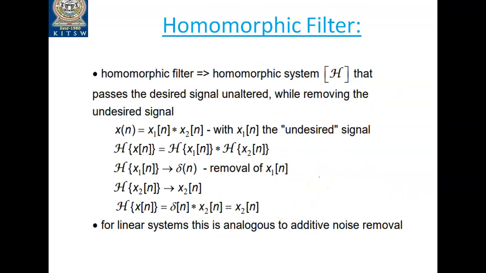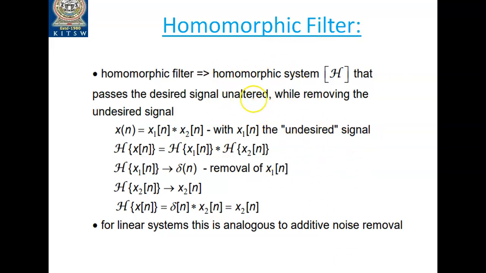Alright, now coming to the homomorphic filter. A homomorphic filter is nothing but a homomorphic system H that passes the desired signal unaltered while removing the undesired signal. The main agenda in introducing this kind of filter is that we remove the undesired signal so that we take into consideration only the desired signal, because it is a convolution of two signals. Among the two signals, if one is an unwanted signal, for instance, we are going to remove it. This is the process.